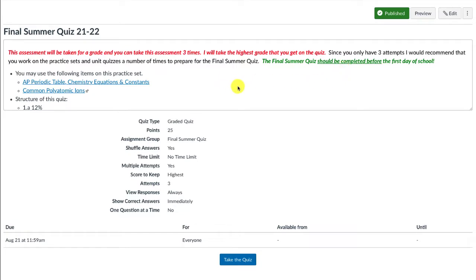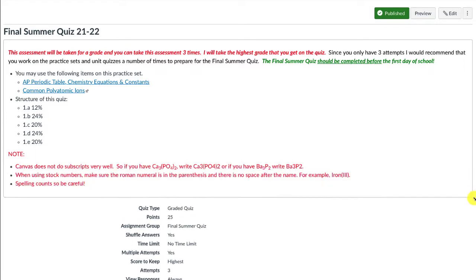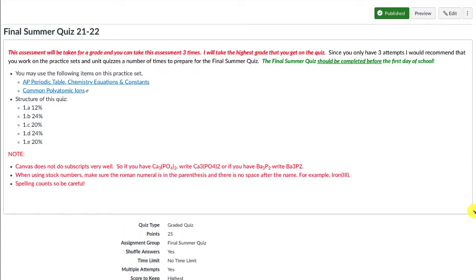I think everything else is pretty much self-explanatory here. It tells you the topics and then some information about how to use Canvas. You can use the AP periodic table, list of equations, and the common polyatomic ions. These are the documents you can have out when you're taking the quiz. And that pretty much is it. I don't think I have anything else to say about the final summer assignment.